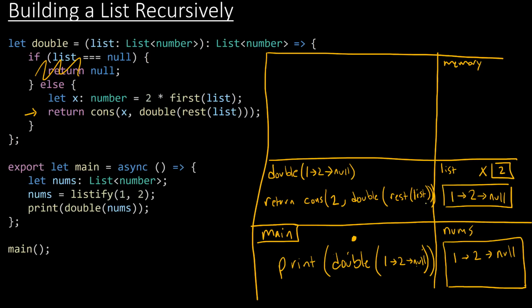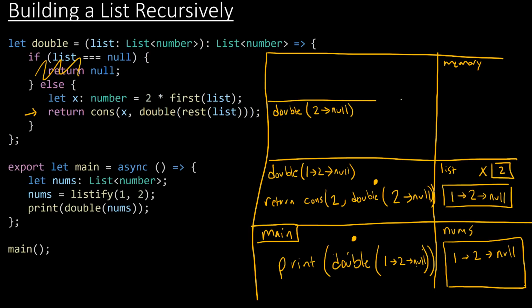So list is this list 1, 2. Normally we would substitute list directly in here, but for space purposes, let's think about what the rest of this list is. Well, the rest of this list is just 2 null. So let me substitute 2 null in here. So 2 null is the rest of that list. And in order to figure out what this will evaluate to, we need to call this double function. So notice we need to drop our bookmark and call double recursively once again. We're now going to be trying to figure out what is double of the list 2 null.